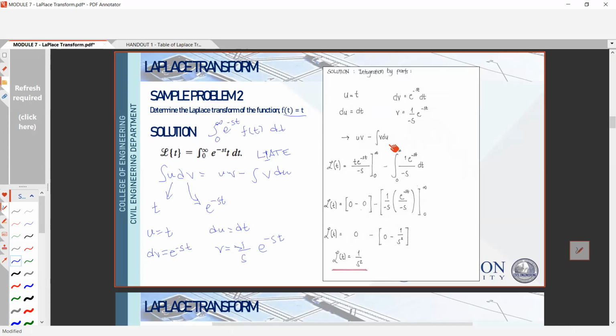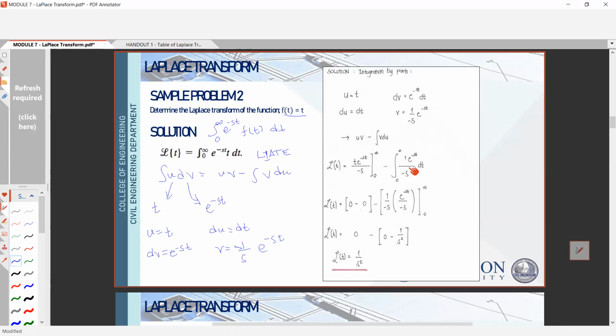Sige. So, pwede mo nang gamitan ng formula na uv minus integral of v du. Pasok mo lang si what is u? So, t. What is v? Is 1 over negative s e raised to negative st. Then minus integral of, what is v? Si v natin is 1 over negative s e raised to negative st, and si du natin is si dt. So therefore, ito na yung ating integration by parts.